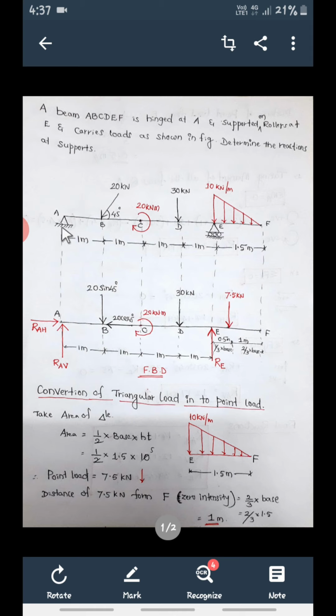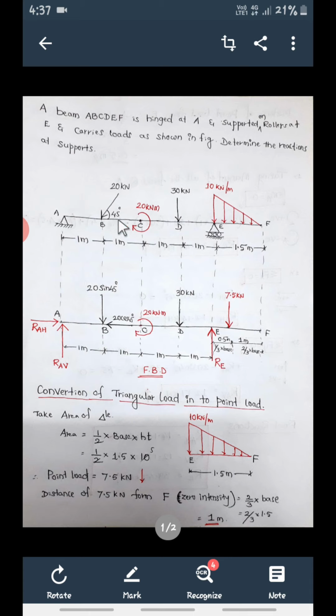Now, as usual, this is the hinged support and this is the roller support. First we're going to draw the free body diagram. As usual, you draw the beam AF. The hinged support is at A, which means there will be two reactions, RAH and RAV, and the roller support is here, not at the end. The roller support is at point E, so there will be one reaction, RE.